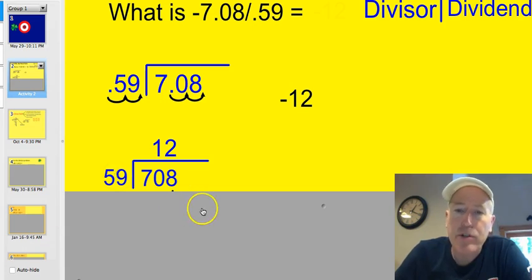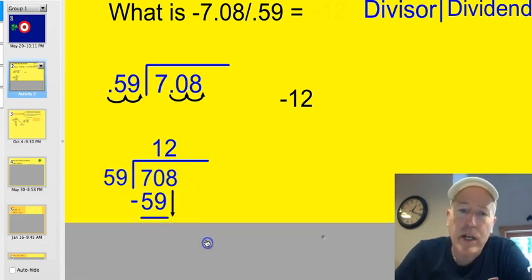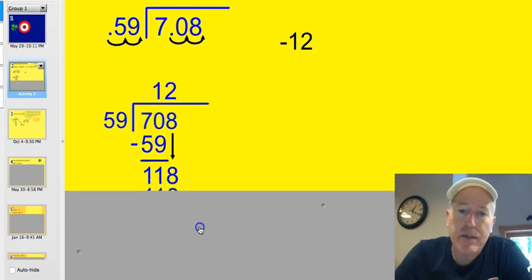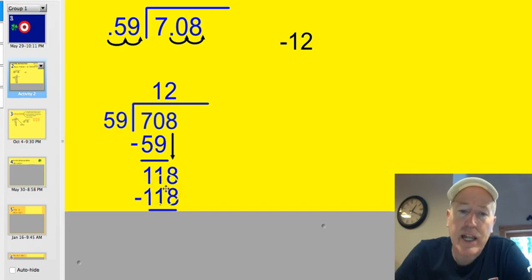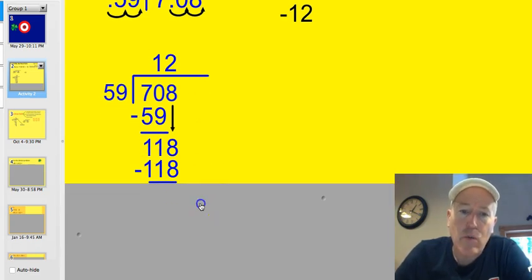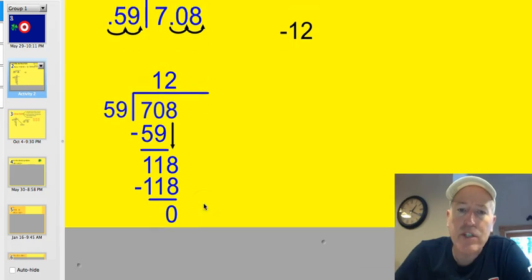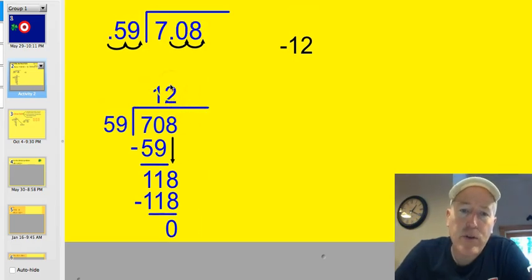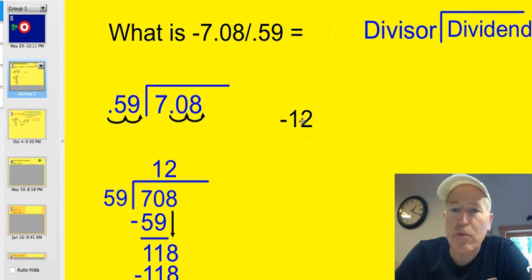If you work through it, you'll see that this answer is 12, but I'll take you through. We take 1 times 59 is 59, and we subtract it out. We've got 11 left over. We can bring that 8 down. Now we know that 59 will go into 118 2 times. So we'll multiply that and subtract it out. We'll have a 0. We have our answer up here is 12, but we have to go back into the problem and see how that works out.